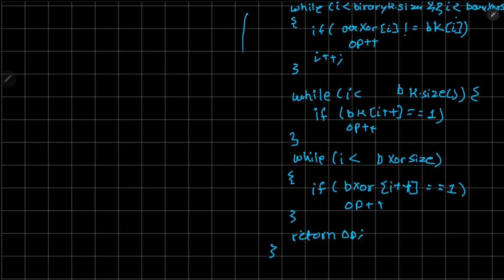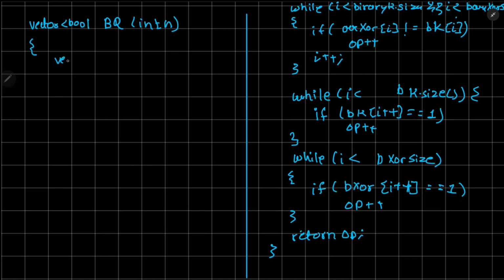Okay, so our next function is vector bool binary representation, because it's going to return a vector of bool. So now what we'll do is first we'll make an answer that is to be returned. So vector bool answer. And if you don't know how binary representation is achieved, let's see this.